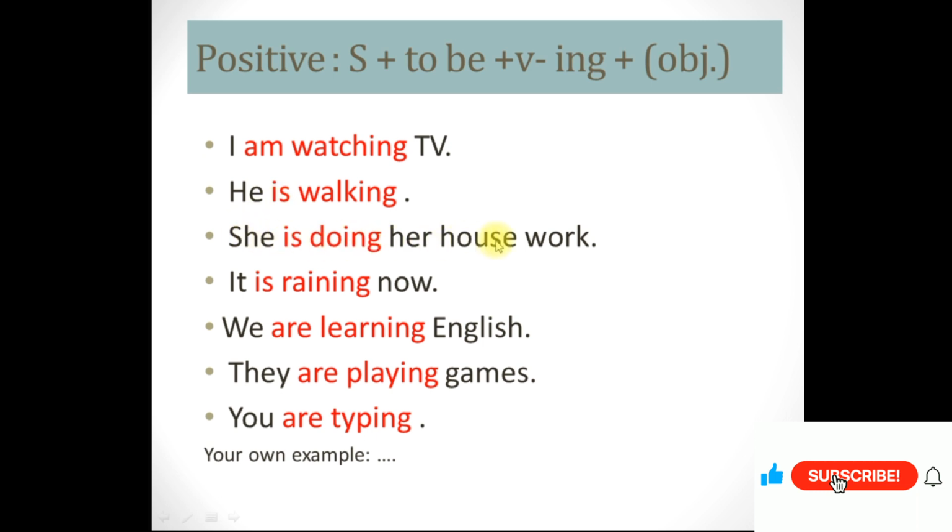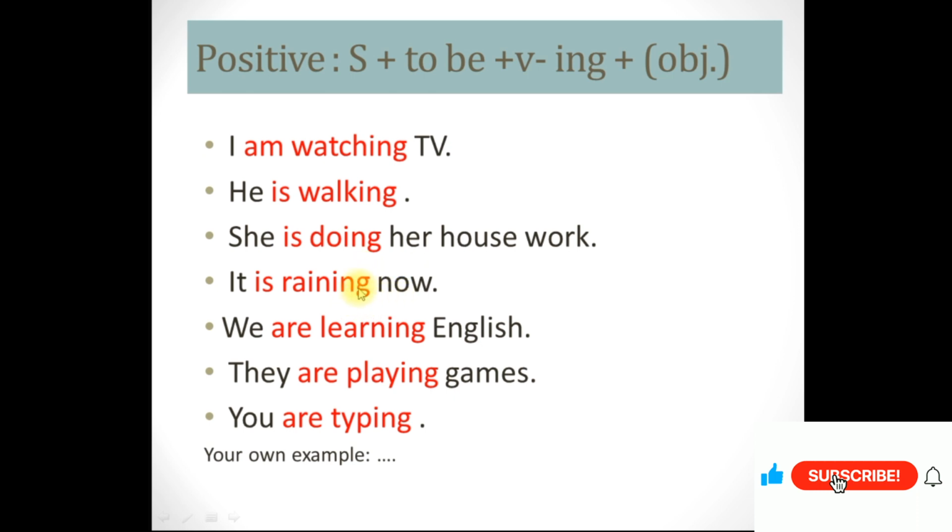Meaning to show the action right now, she is working. She is doing her housework, right? So she is the subject, is the verb to be, doing is the verb ing, and her housework is the object. And it is raining now. It's raining now, as you can see, right? So it is the subject, is is the verb to be, and raining is the verb ing, and there is no object here, right? So it depends on the verbs.